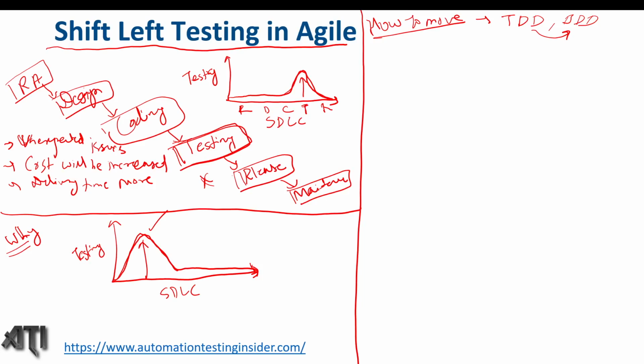Now, if we talk about the different things which we do when we move towards shift left testing, they include creating a test plan and test strategy document very early in the software development lifecycle. A test plan is a document which defines the scope, objective, and approach of the testing. And how testing should be done is carried out in the test strategy document.